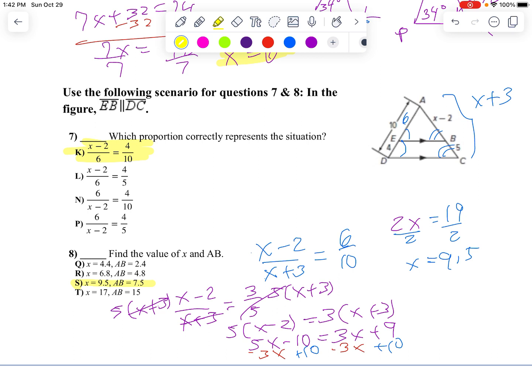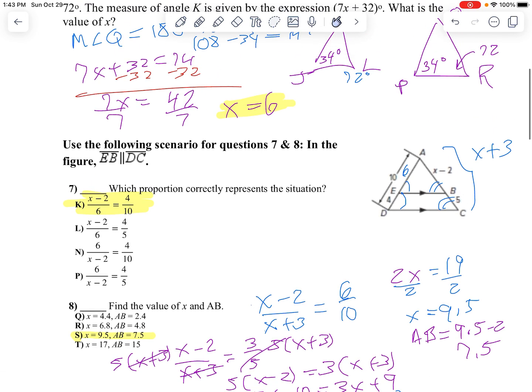Now to find A to B, just to clarify it, so whoops, I always forget to do that. So we'll say A to B is x minus 2, but it's 9.5 minus 2, which is 7.5. And so we were right in choosing S to start with.